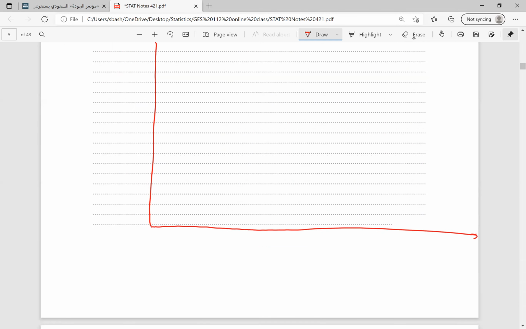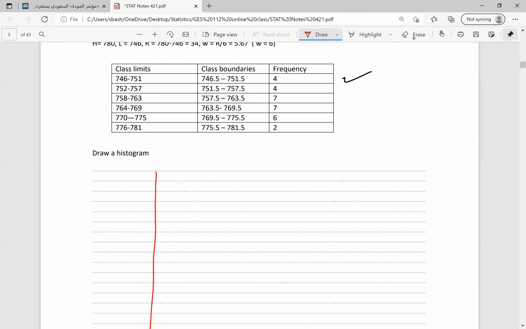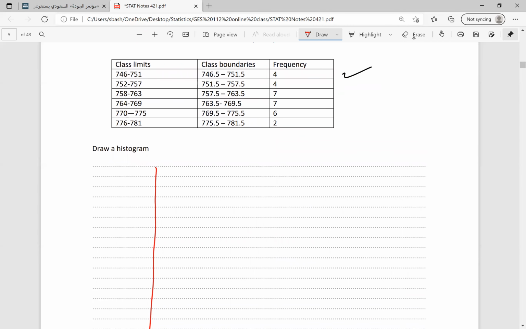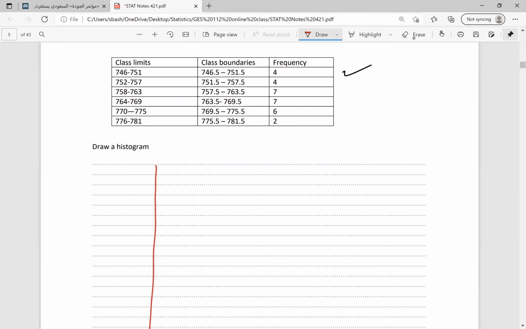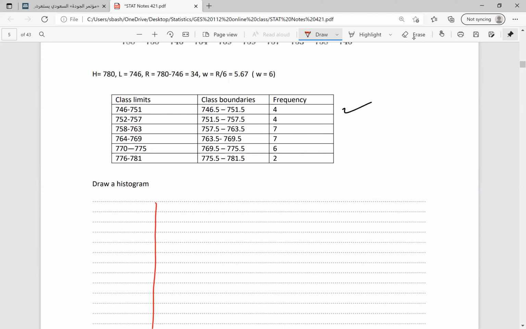For the horizontal one, we use the class boundaries, starting with 746.5. Again, this should be 745, not 746. There is a mistake in this one. We mentioned that to form the class boundaries, we deduct 0.5 from the lower limit and add 0.5 to the upper limit. So the first one should be 745.5.